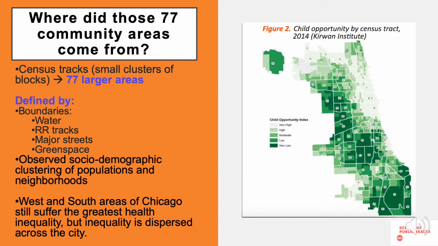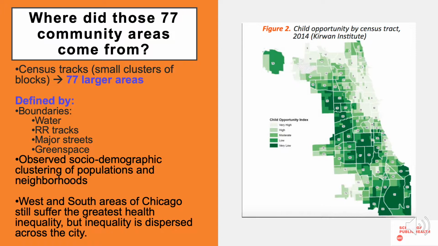Before we dive further into these tips for the group project, here's a little bit of background about Chicago's 77 community areas. In the mid-20th century, sociologists at the University of Chicago took the hundreds of census tracts and aggregated them into 77 larger areas. They defined these areas by using water. There's a lot of water in Chicago, even though it's not on a coast. Railroad tracks, major streets, and green space, as well as observed socio-demographic clustering of populations and neighborhoods at that time.